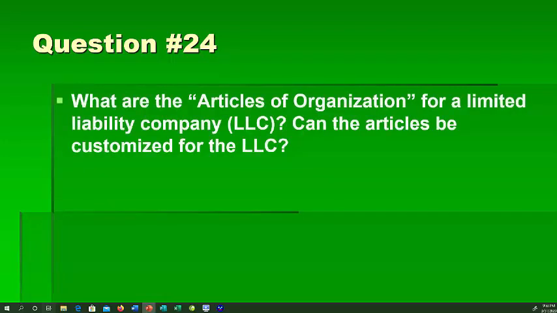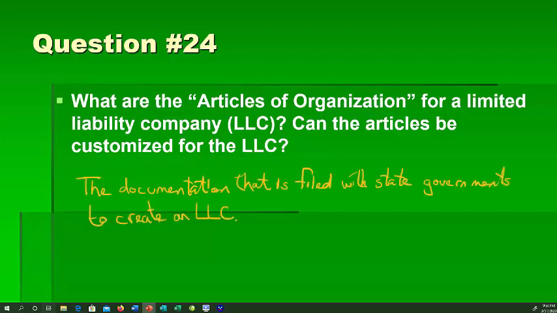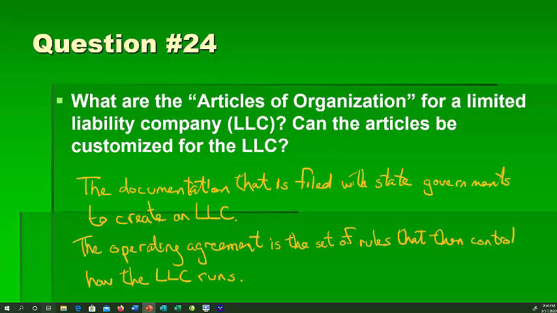Question 24. What are the articles of organization for a limited liability company? And can the articles be customized for the LLC? Well, yes, they can. It's documentation that is filed with the government. That's what the articles of organization is. And then the operating agreement, that's a set of rules that control how the LLC runs. And that's the more flexible part. That's where you can tailor how the business is owned, and what the members' rights are, and how taxes can be allocated.